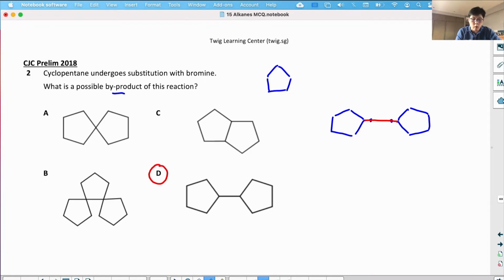All these are wrong because you will not form this. You will not get this. So all these are not possible. Same goes for this, I don't think it's possible. It doesn't work this way. So this is the answer for D. I just showed you how it's formed. Okay, so let's look at question 3.